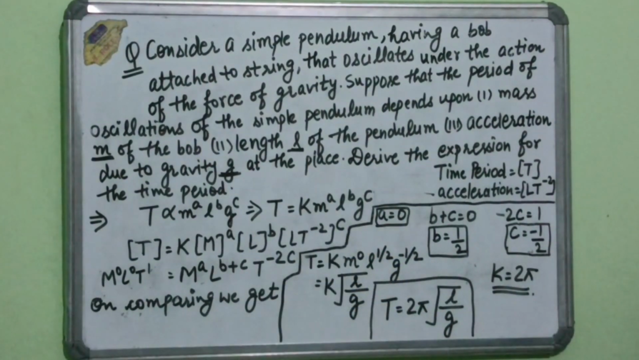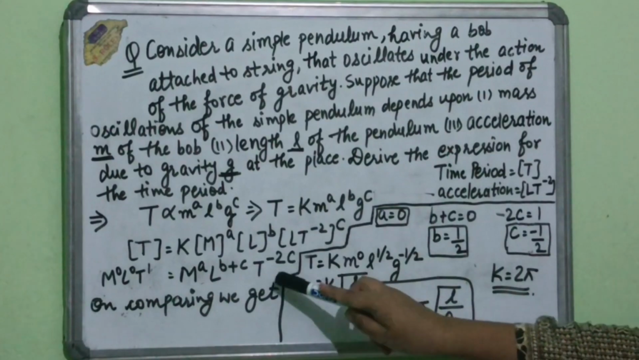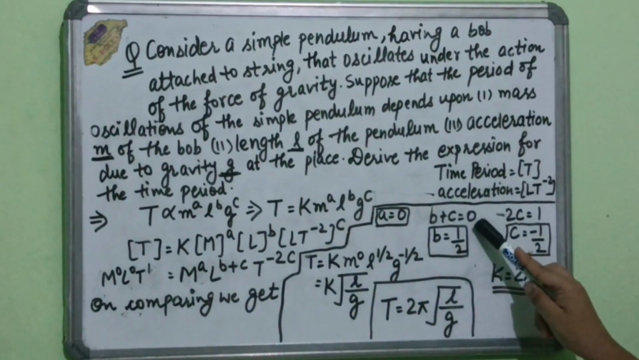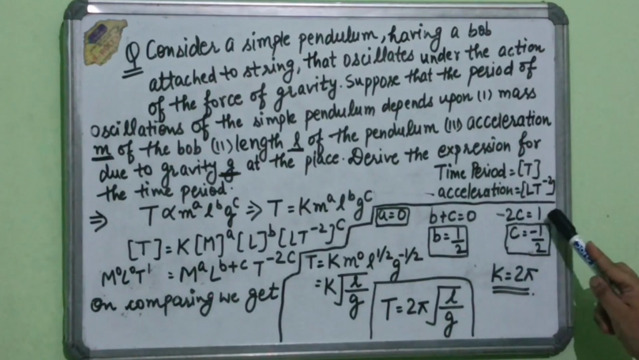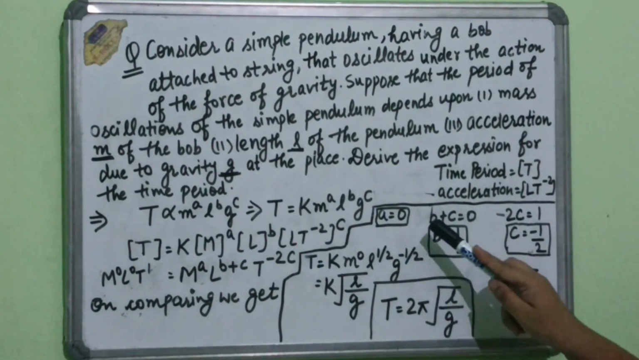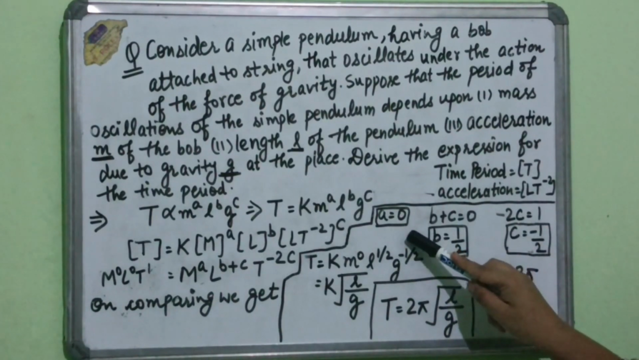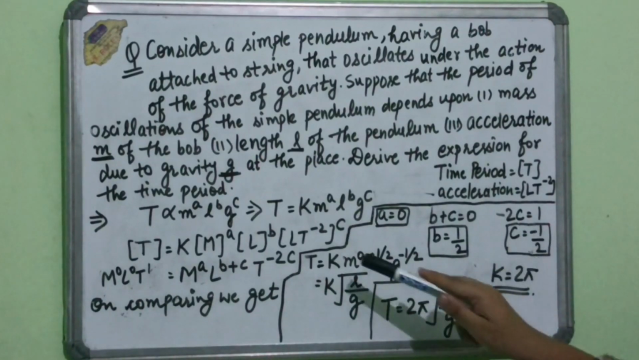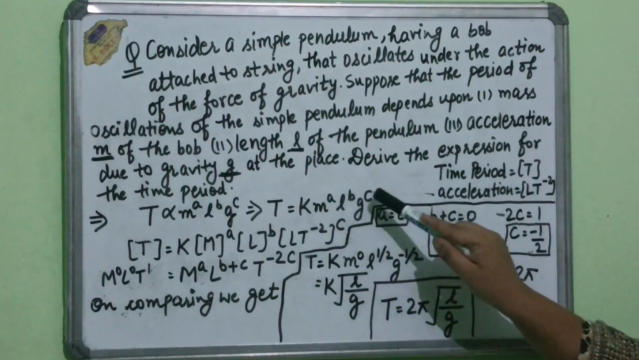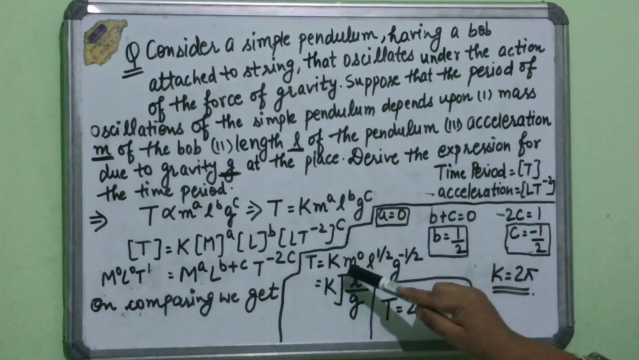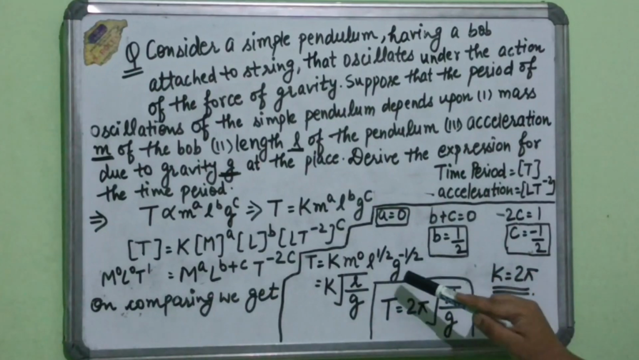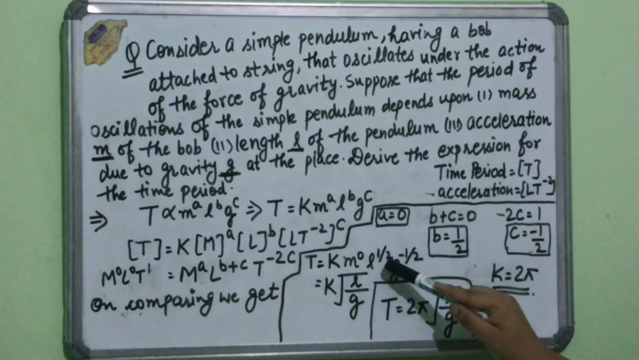On comparing the powers of M, L, T on both sides, we get a = 0, b + c = 0, and -2c = 1. On solving we get a = 0, b = 1/2, c = -1/2. If we put the values of a, b and c here, then we get T = k m^0 l^(1/2) g^(-1/2). We can write the above equation as T = k under root l by g.